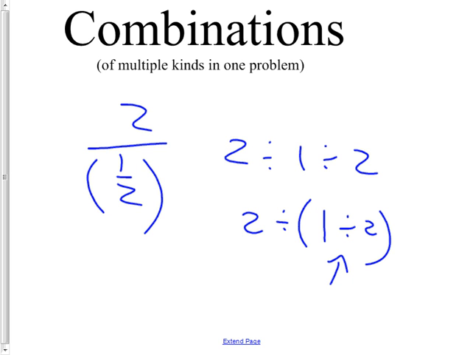Because if you don't say that, your calculator will go, oh, these are tied, so I'm going to do the one on the left first. And it'll give you a totally different answer. All right.